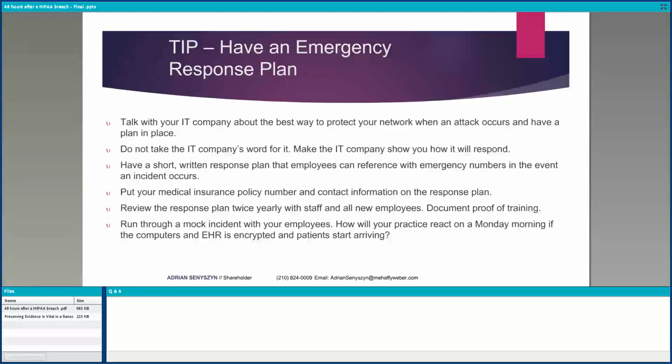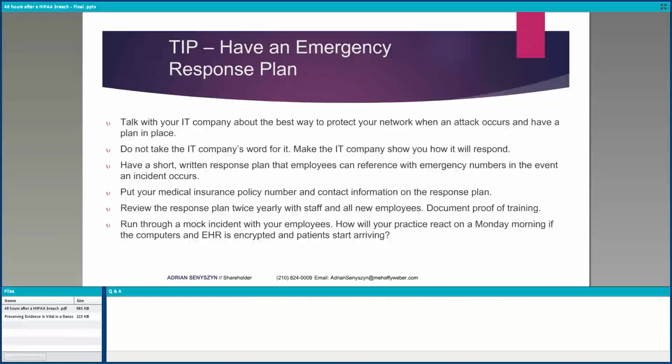Next, and this is really a tip for some practices, I always recommend the practices have a cheat sheet emergency response plan in place that their employees can reference, because sometimes your privacy and security officers just are not on site. So if you have a cheat sheet checklist, you do have a mechanism for your employees to work through the problem. And the other thing you want to do is make sure you work through a scenario with your IT company.